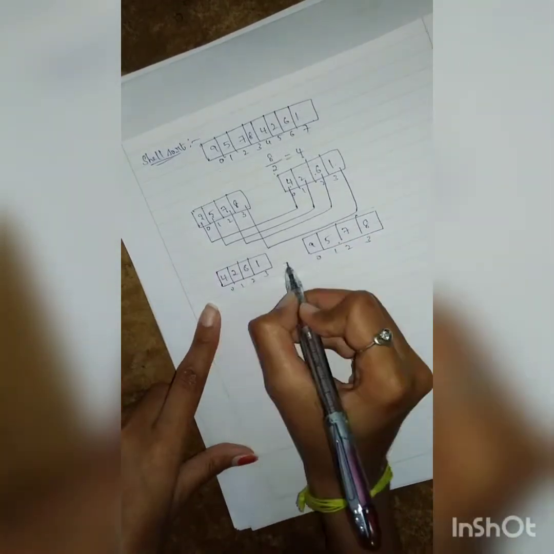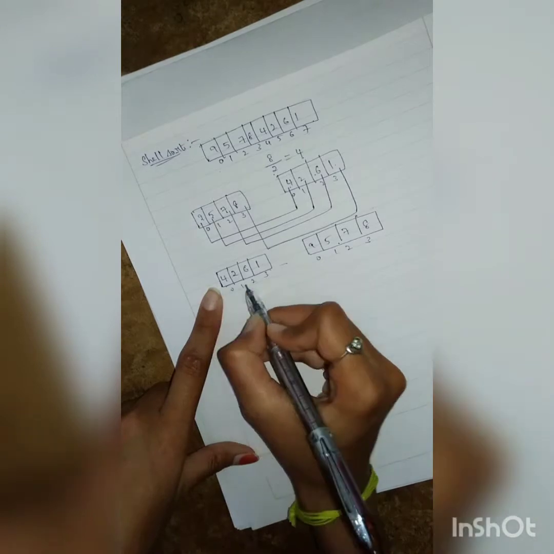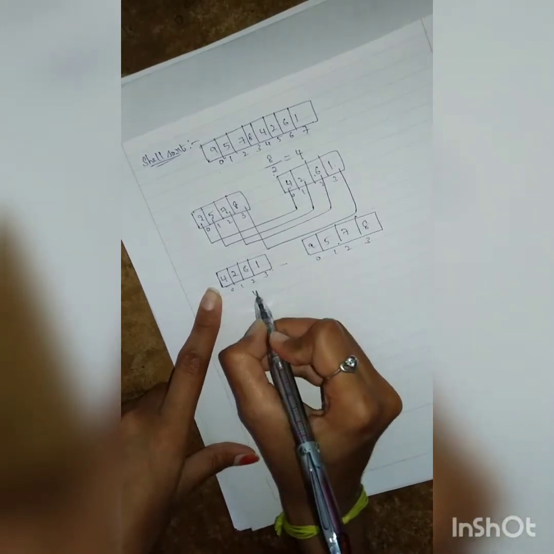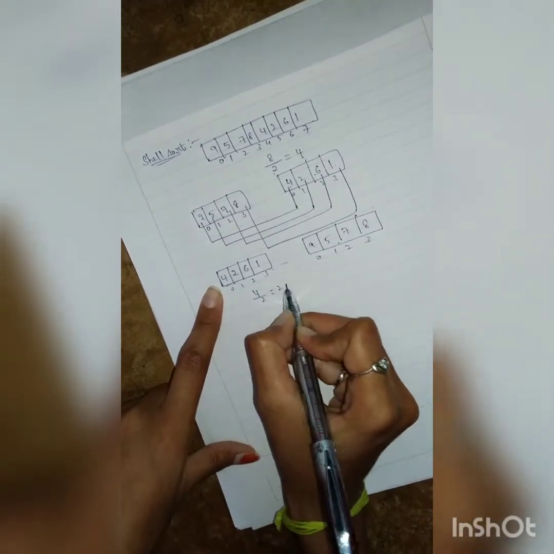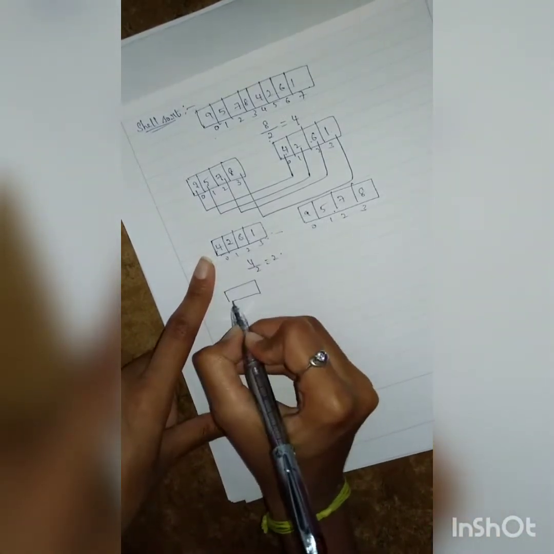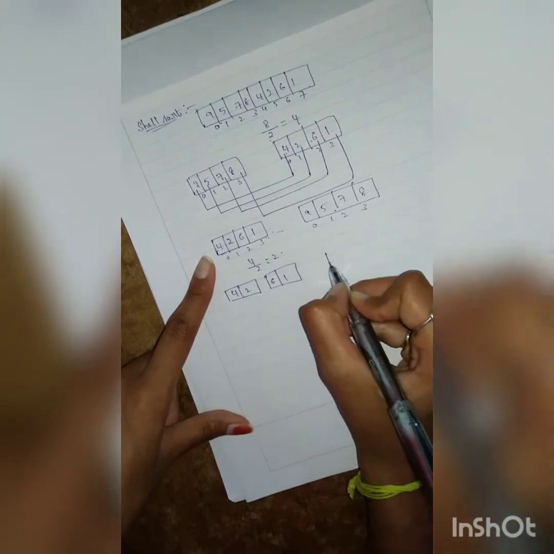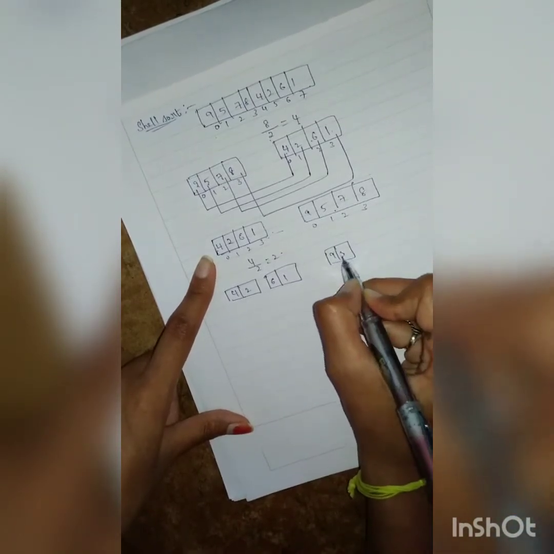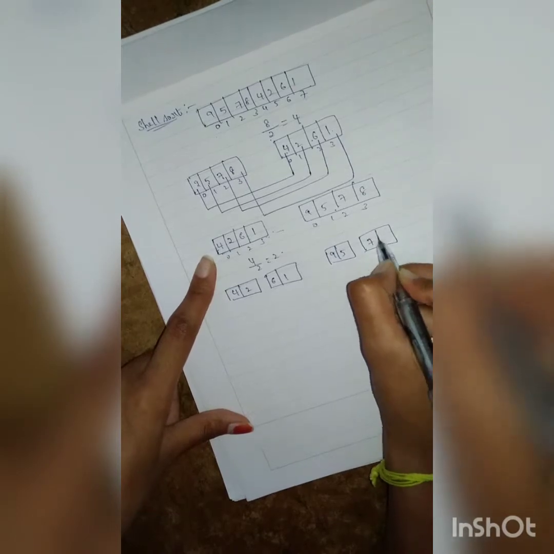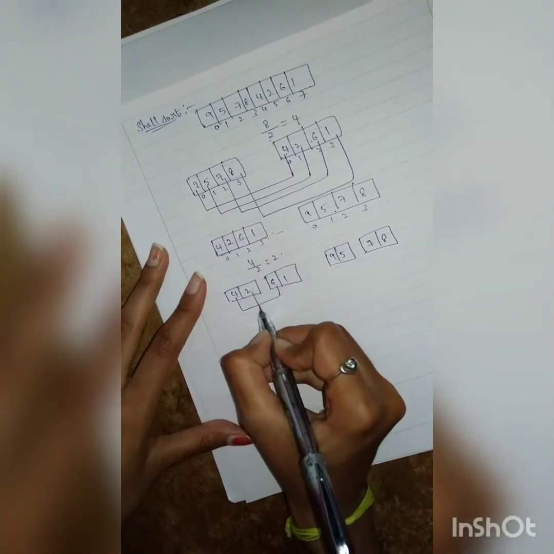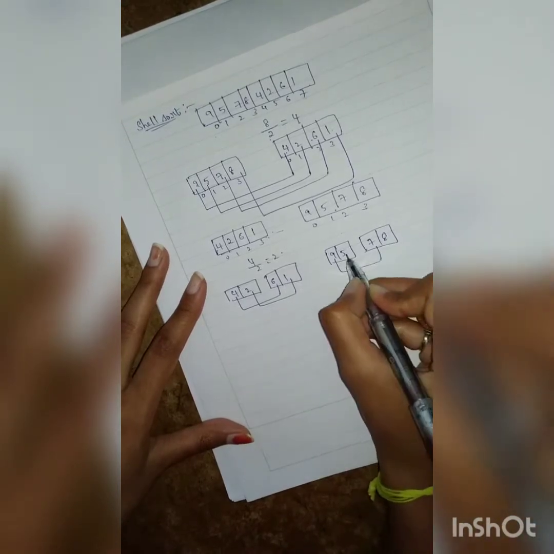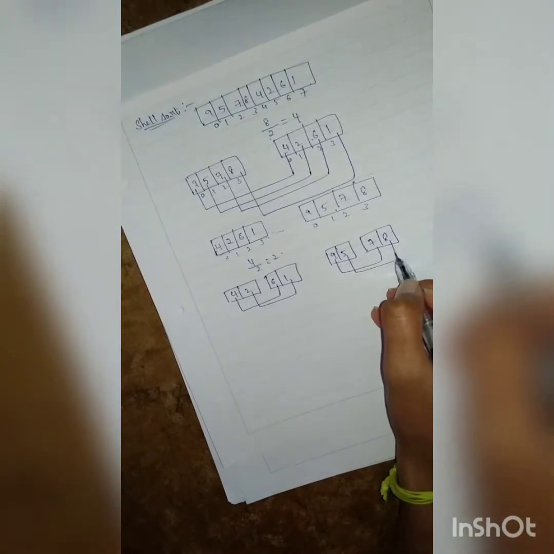So again, as the array size is 4 here, 4 by 2 equals 2. So we divide this again into two equal parts: 4, 2, 6, 1, 9, 5, 7, 8. Now we compare this 4 with 6, 2 with 1, 9 with 7, 5 with 8.